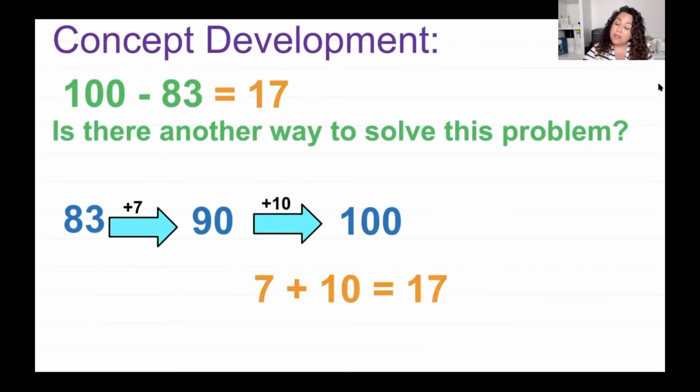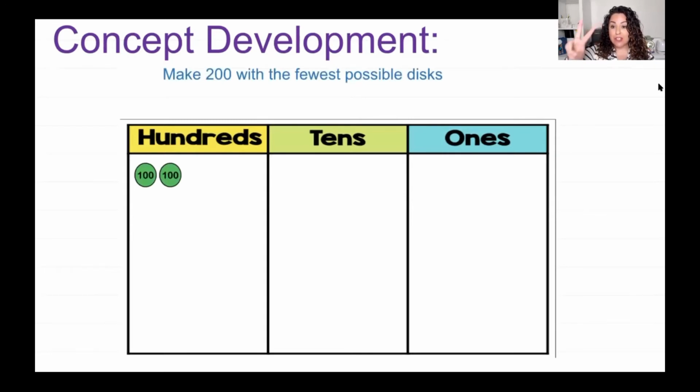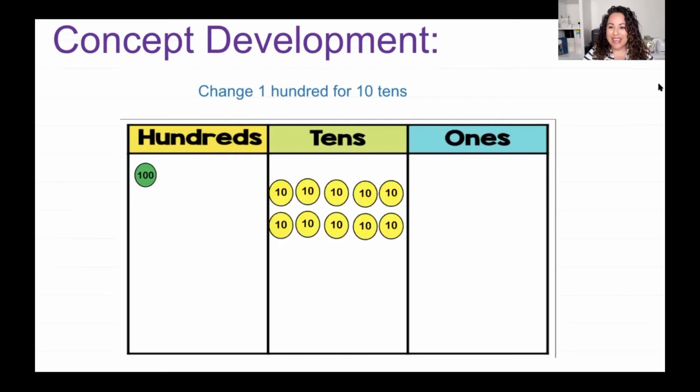So if you don't feel like writing out the algorithm and you're pretty comfortable with arrow ways, then you can use an arrow way to solve those problems. Okay, so let's go back to our place value chart and let's make 200 with the fewest possible discs. So I have 2 hundreds. Okay, now let's change one of those hundreds for 10 tens. I can do that. So there's my 100 and I have 10 tens.